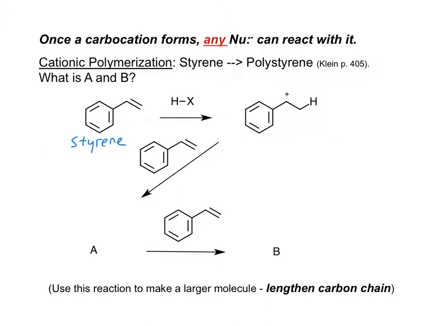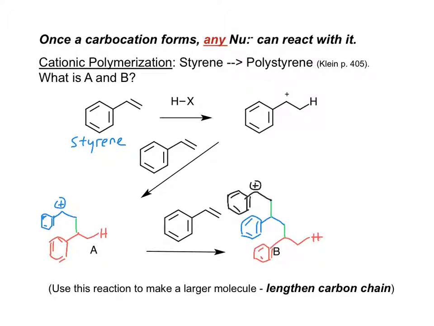Styrene is used to make polystyrene or styrofoam. This reaction is very similar to the previous slide, so stop the video and draw the structures of A and B. And the answers are, the chain grows larger with more styrene.